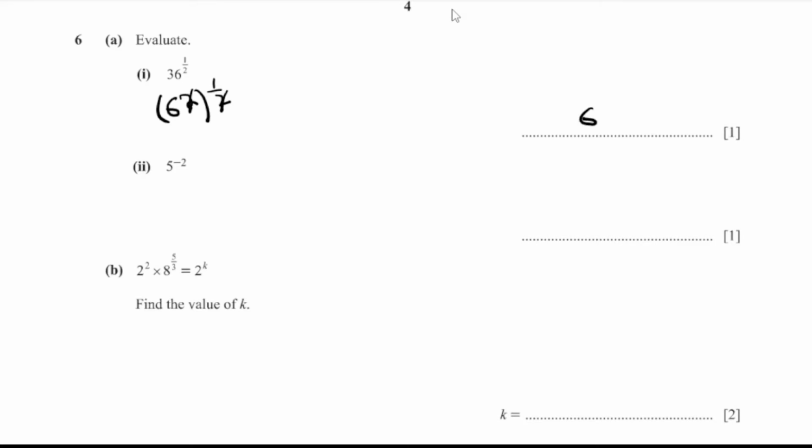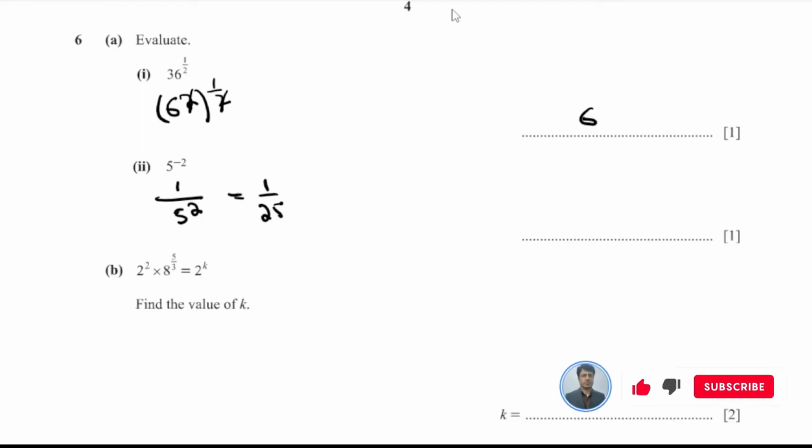Okay. 5 to the power minus 2 means 1 upon 5 to the power 2. This is equal to 1 upon 25. And if you convert this into decimal, 25 fours are 100. It's very simple. 0.04 is the answer.